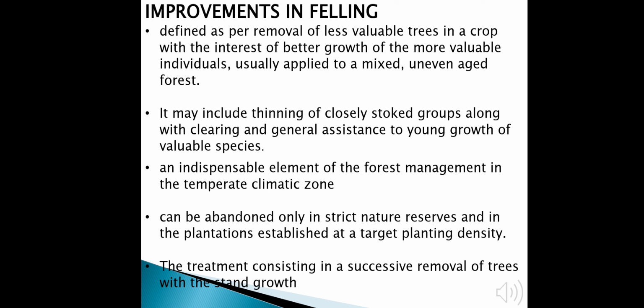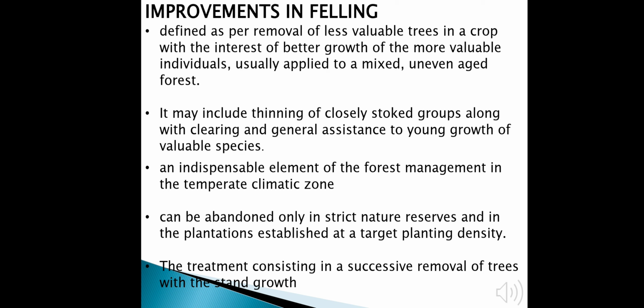Improvement in felling. It's defined as the removal of less valuable trees in a crop, with the interest of better growth of more valuable individuals. It's usually applied to mixed and uneven aged forest. It may include thinning of closely stocked groups along with clearing and general assistance to young growth of valuable species, an indispensable element of forest management in temperate climatic zones. It can be abandoned only in the strict nature reserves and in plantations established at the target planting density.